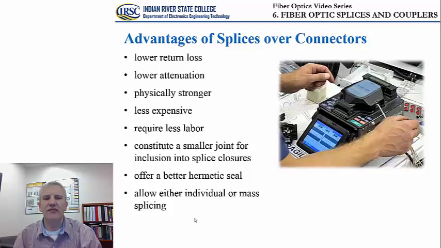The splices also offer a better hermetic seal, and it's also important to mention that the splicing can be performed on individual fibers or on groups of fibers, which would significantly reduce the time that's required to establish the connection, as opposed to the connectors where each connector has to be installed individually onto individual optical fibers.